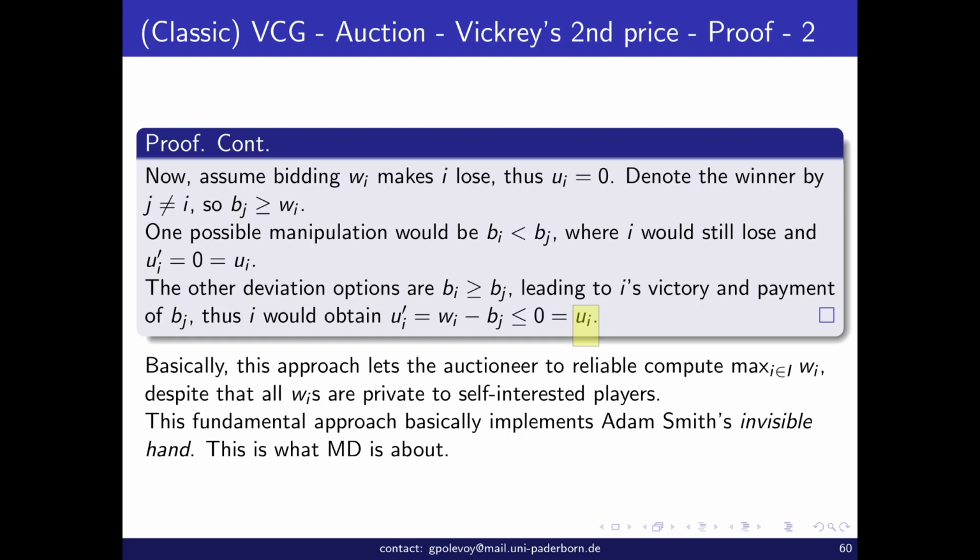And this fundamentally is the implementation, for this case, of this invisible hand of Adam Smith, that everyone, by pursuing their own utility, optimizes the social good. Why?